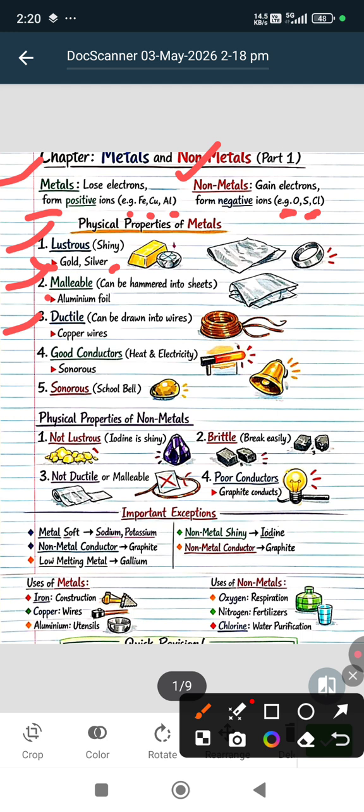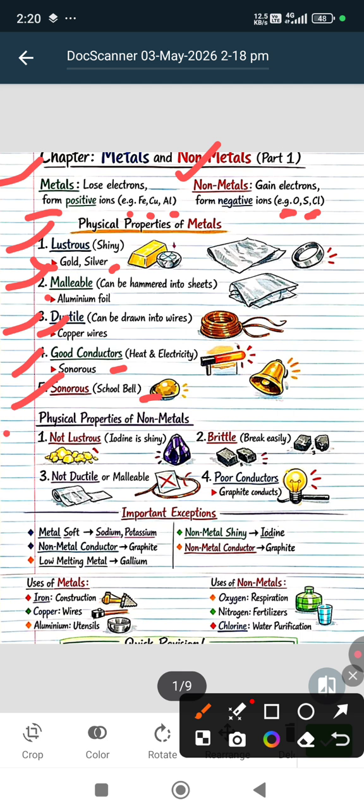For example, copper wires. Number 4, good conductor. Metals are good conductors of heat and electricity. Number 5, sonorous. For example, a school bell. We know that a school bell makes sound when we beat the bell, so it is sonorous in nature.